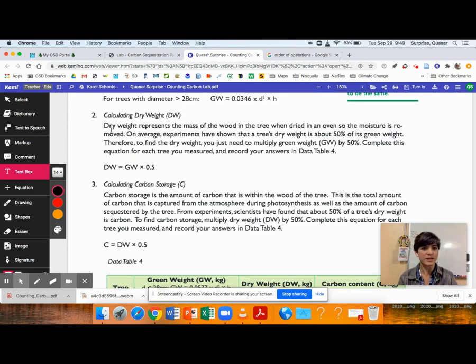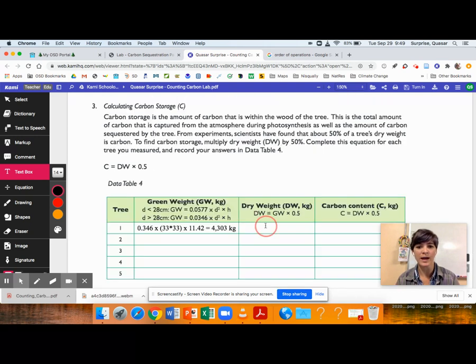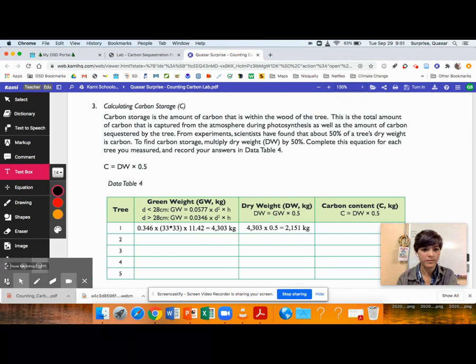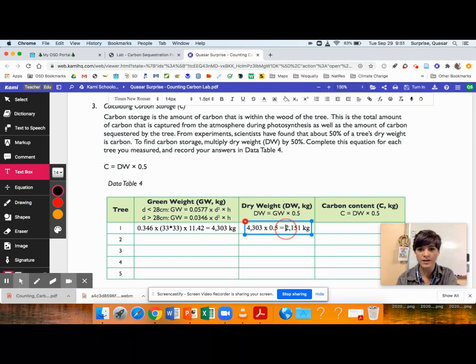So the second part of this is calculating dry weight, and that is when you take a tree and you take the wood and you dry it in an oven. On average, the weight is about half of what it was before. So we just take our green weight and we multiply it by 0.5, or we divide it by 2. Okay, my dry weight is 2,151 kilograms. And for reference, I am 50 kilograms-ish. And so this tree is roughly 43 of me heavy when it's dried out in an oven after all of the moisture has been removed.